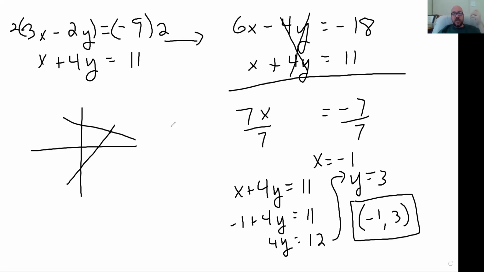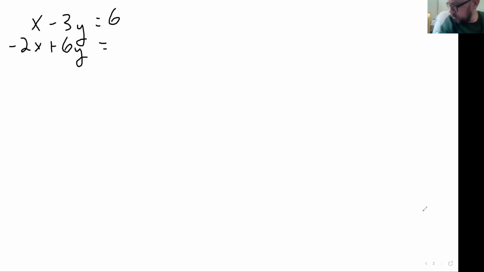Okay, so that was the elimination method. The idea is that when you add your two equations together, one of the variables gets eliminated if you've done it right. So let's see an example of doing that and having something go weird on you. So I'm going to do x minus 3y equals 6, and -2x plus 6y equals 5.